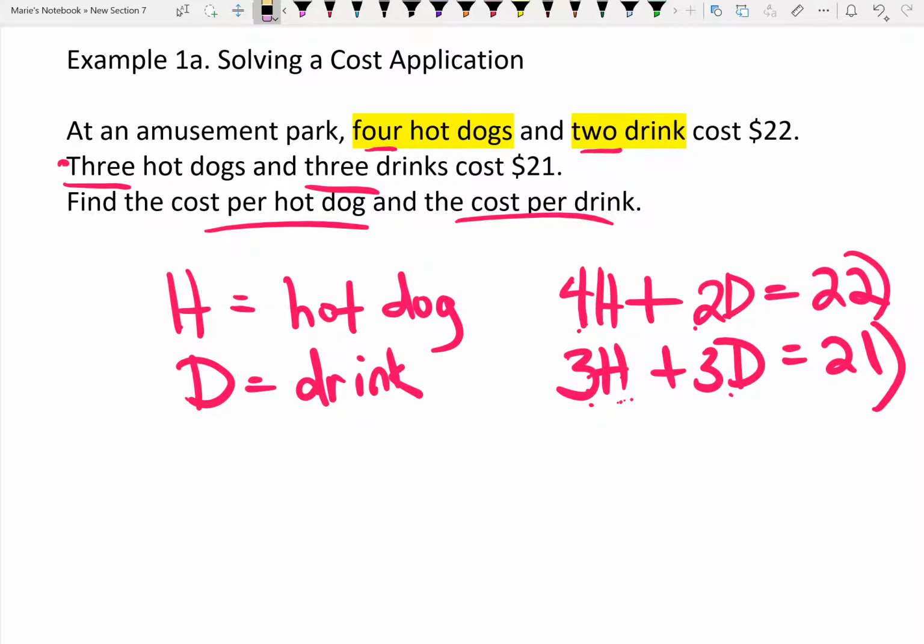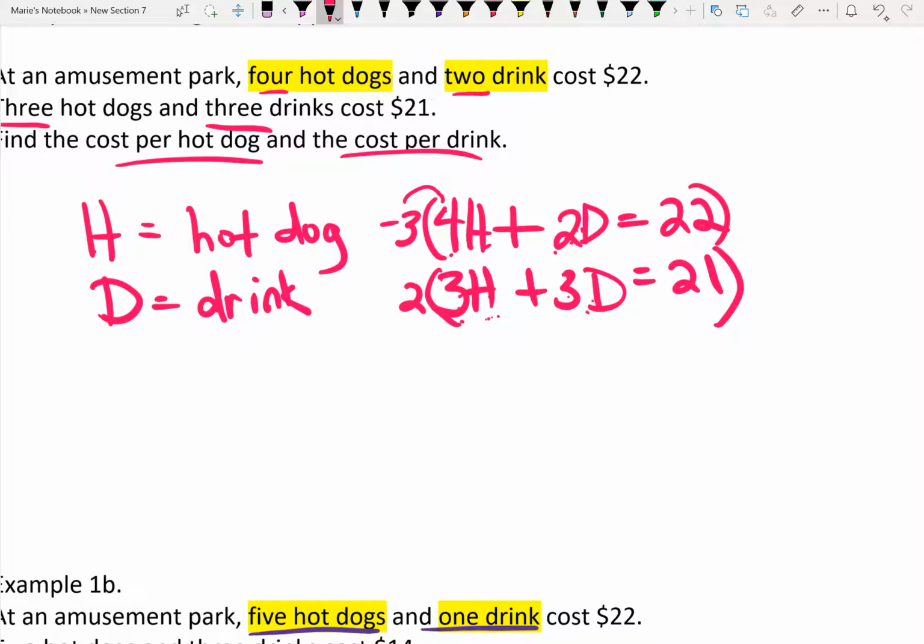But if instead I decide to cancel out drink, then I look at a 2 and a 3, and I'm thinking one of them has to be negative, one of them has to be positive, and 6 would work. So if I did -3 for the top and 2 for the bottom, then the variable that would cancel would be drink, and then I would solve for hot dog. So you choose which one you want to do, which one's easier. Okay, so I'm going to continue with drink.